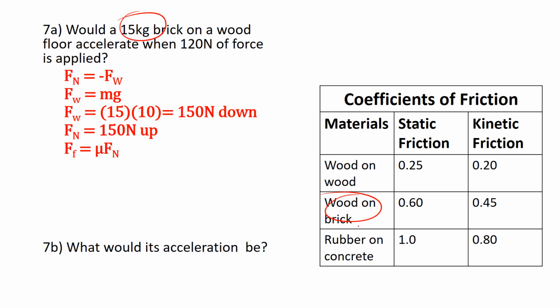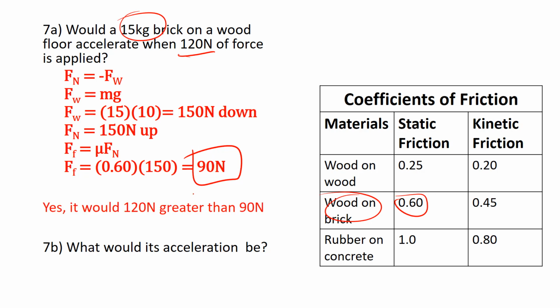And it is, what is it accelerating? Let's find out if there's enough force to get it to accelerate. Let's find out what the friction is. To find out the friction, we go ahead and take that normal force we solved for. We take our coefficient of static friction and we get 90 newtons. So by looking at this, 120 newtons of force is applied, so 90 newtons of force is kind of going back on it. And yes, it would accelerate since 120 newtons of force is greater than that 90 newtons.